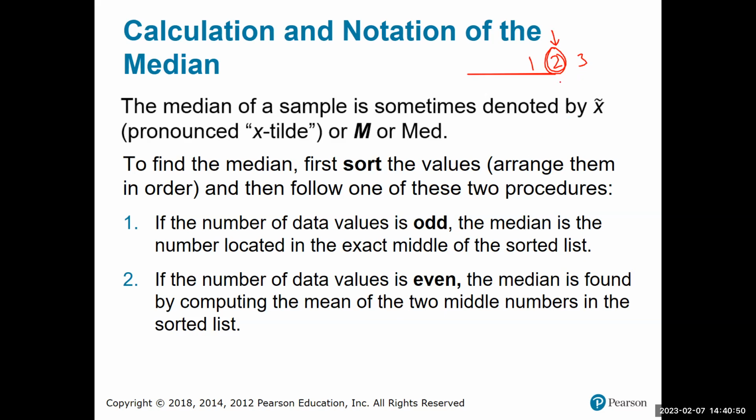But if we have an even number, let's say you had 1, 2, 3, 4, well, now you have 2 numbers in the middle. And what you'll end up doing is averaging these 2 values. So for this set down here, you would average 2 and 3, and you would say the median is 2.5, and in the top set it was 2, right? So there's a different set of procedures that we work with when the number of data values is odd versus when it's even.